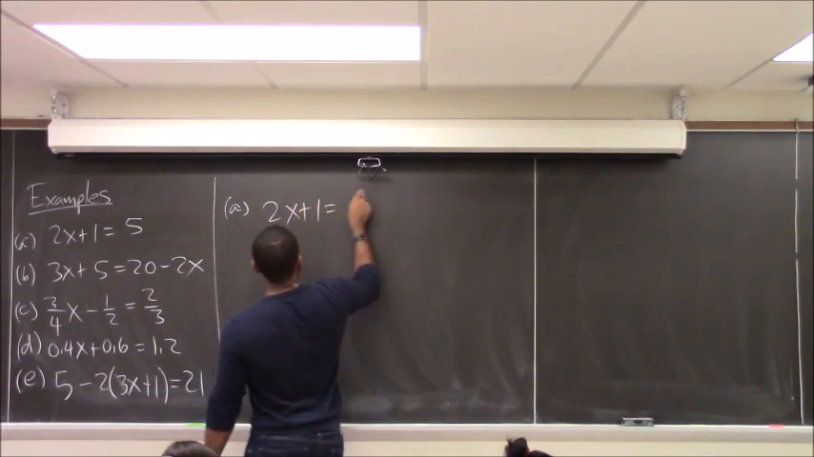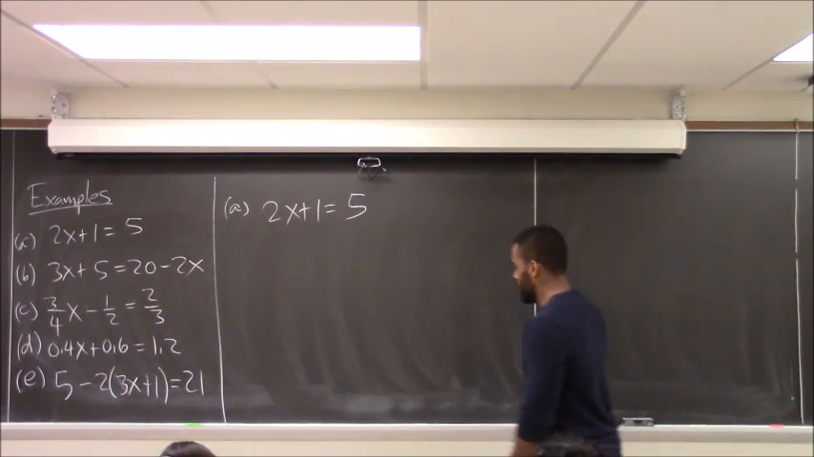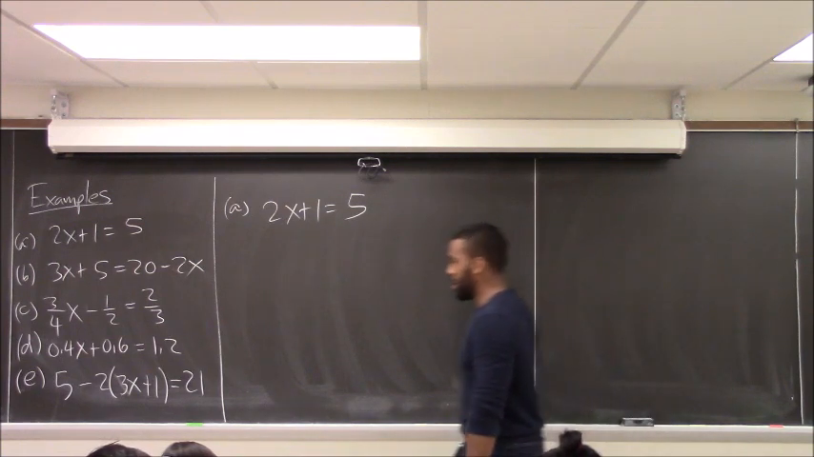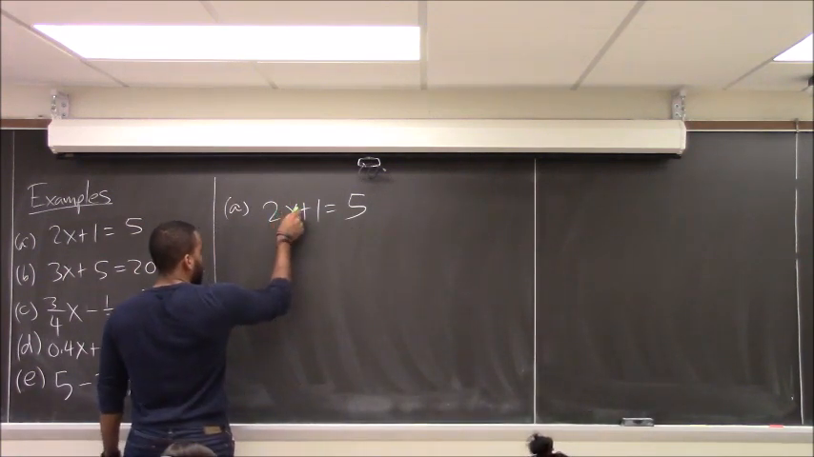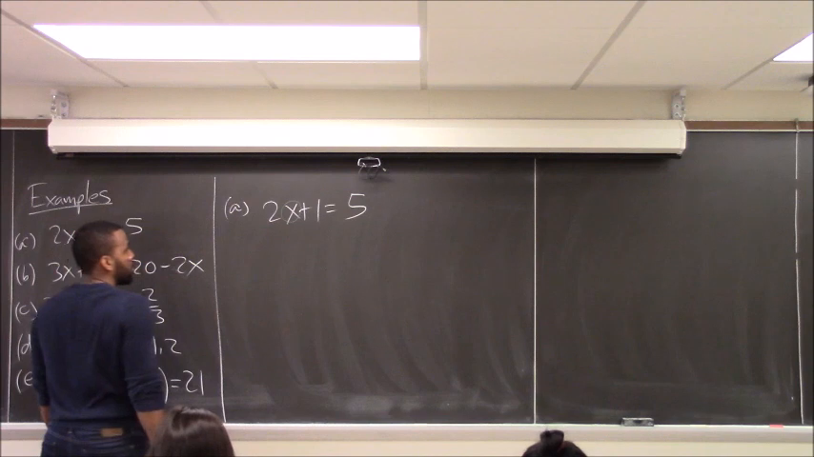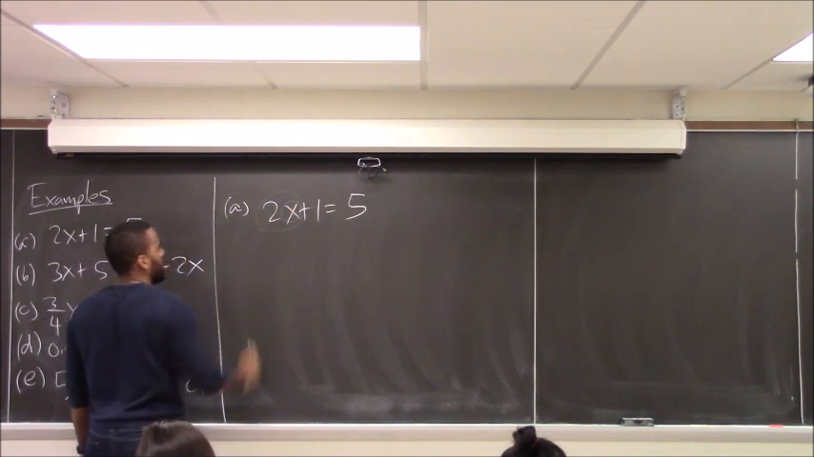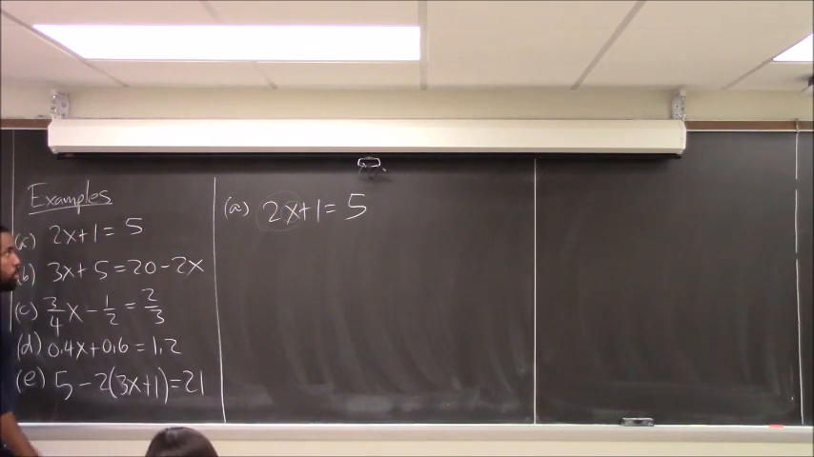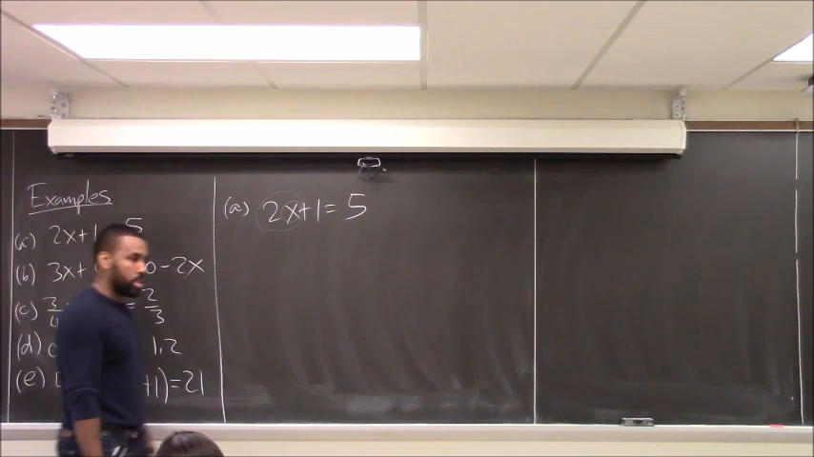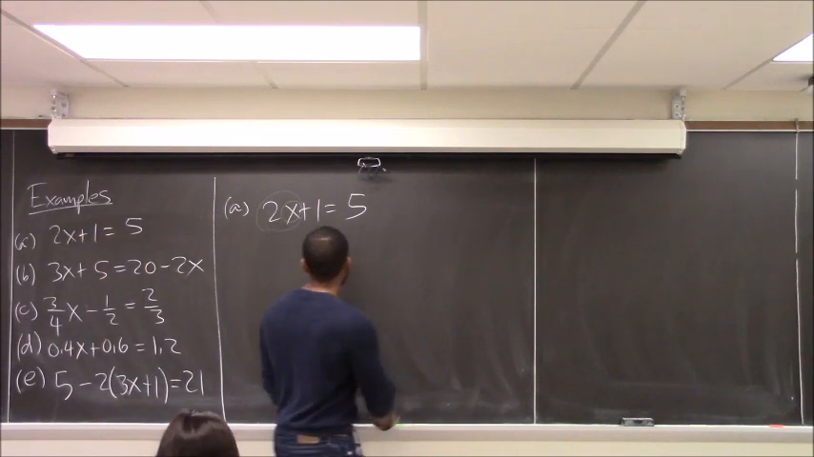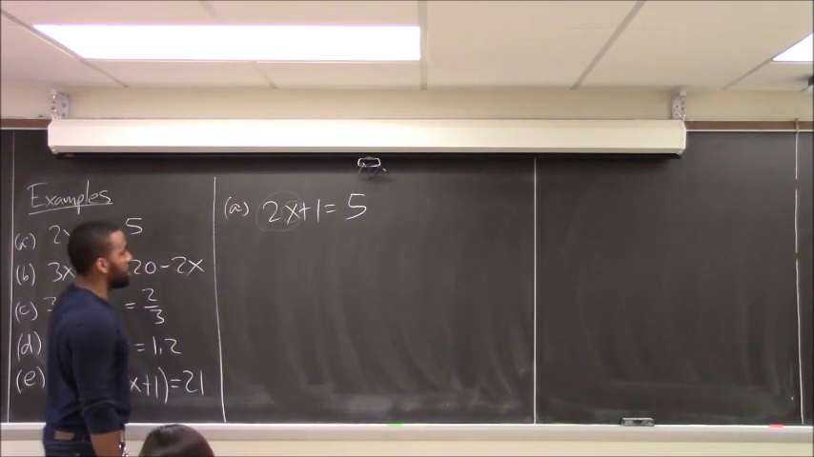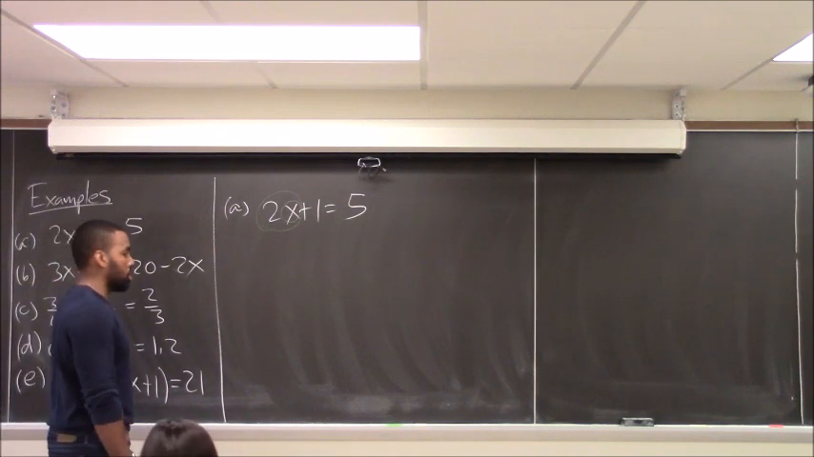2x plus 1 equals 5. What do you want to do? Well, first, you put your eye on the variable. I want to solve for that guy. But of course, he's connected to that guy. Which means the first thing I want to do is separate the things that have the variables from the things that don't. How do I separate the plus 1 from that side? Well, you do the opposite operation.